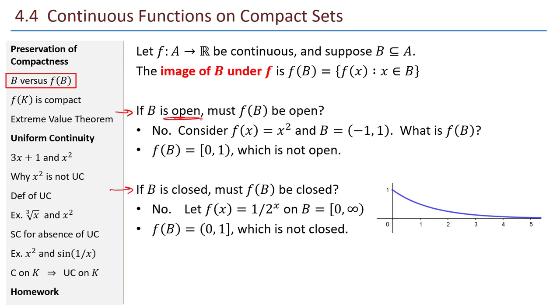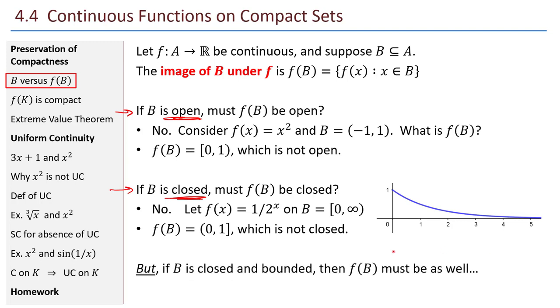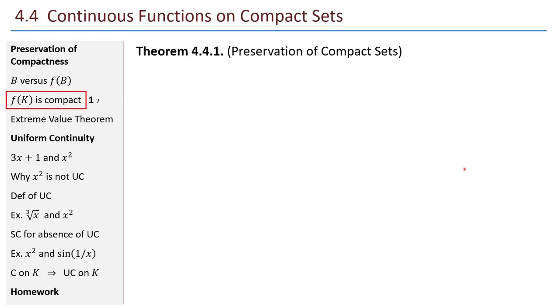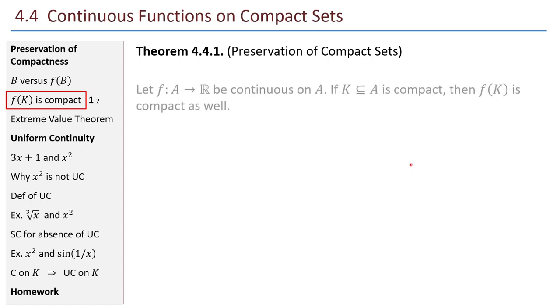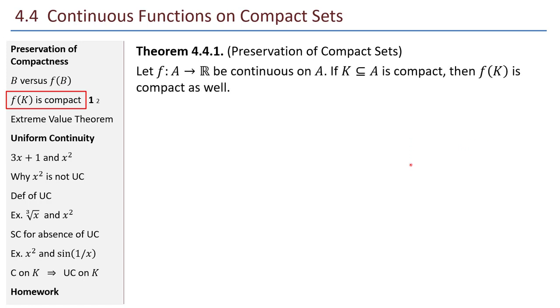So we've failed with the open sets, we've failed with the closed sets. Is there some other quality that B might have that is shared by f(B)? And the answer is yes. If B is closed and bounded, then f(B) must be as well. So here it is. Here's our first big idea, the preservation of compact sets. Let f be a function from A to R, continuous on domain A. If K contained in A is compact, then f(K) is compact as well.